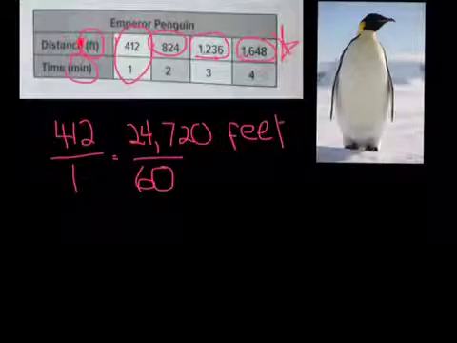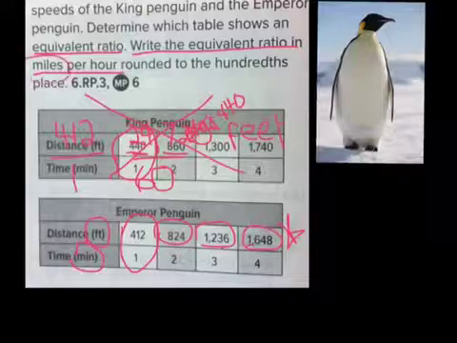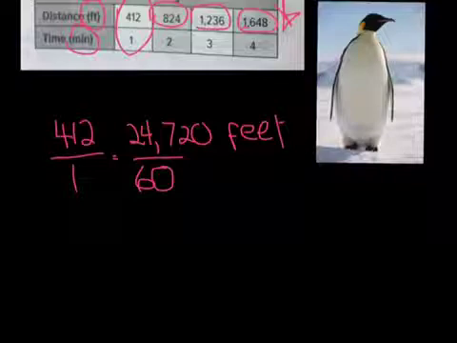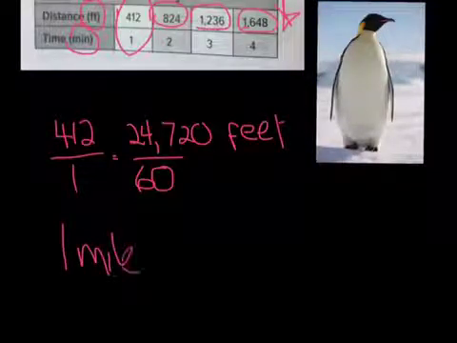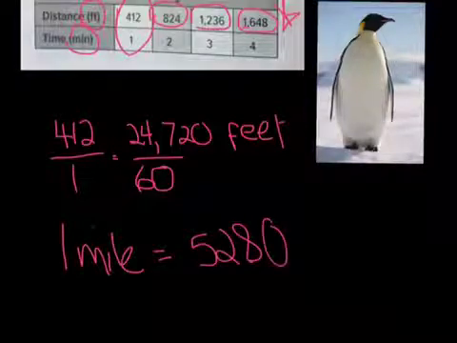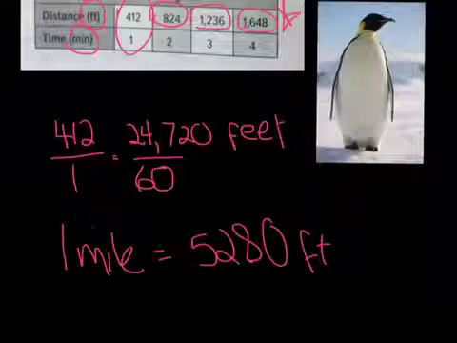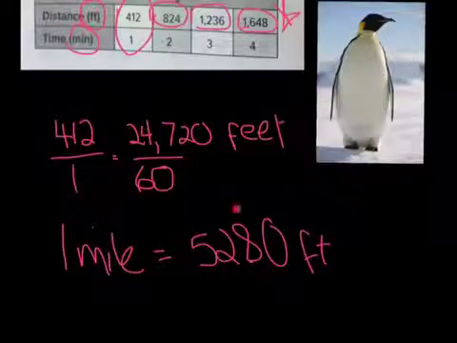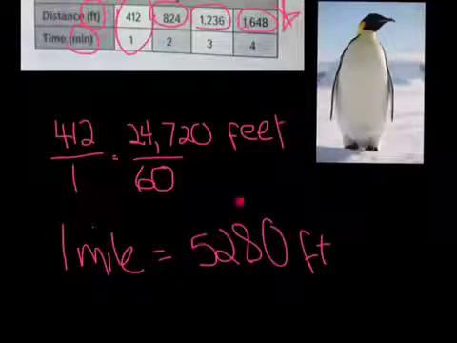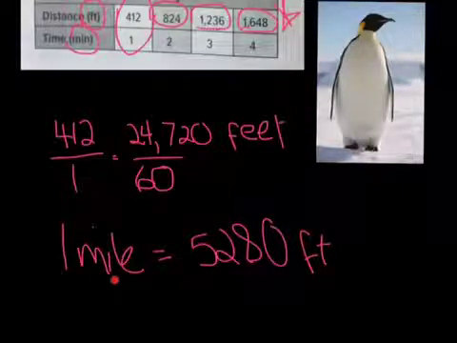But they don't want feet, it's asking us for miles, as you can see right there. So we have to convert the feet to miles. This is what we need to remember, our conversion. We know that 1 mile has 5,280 feet. Some of you have already memorized this. If you haven't, please memorize this. It's important. So that's 1 mile, and this is in feet. So let's divide this number of feet by this number so that we can get the number of miles.